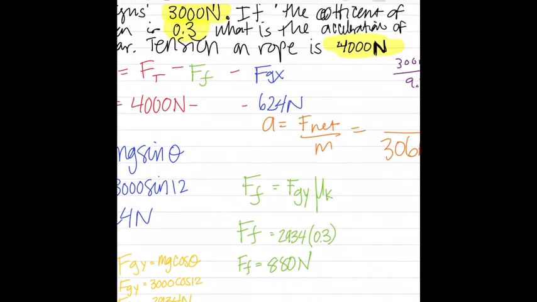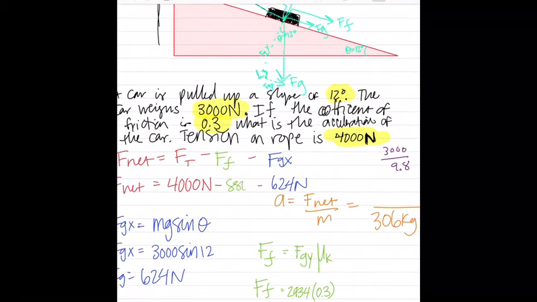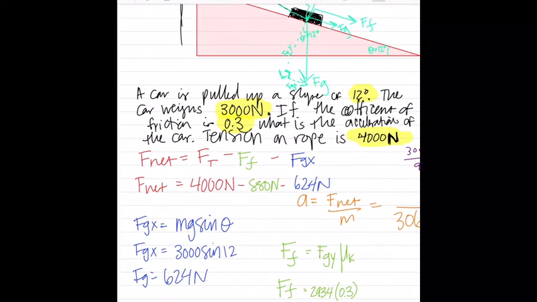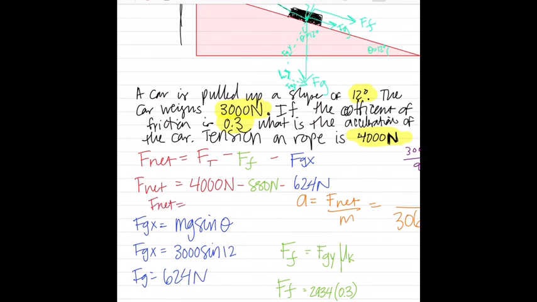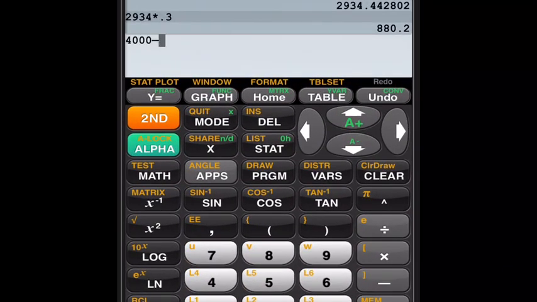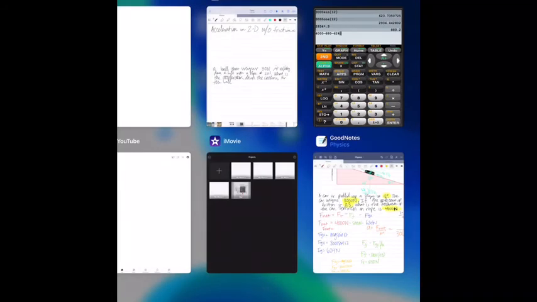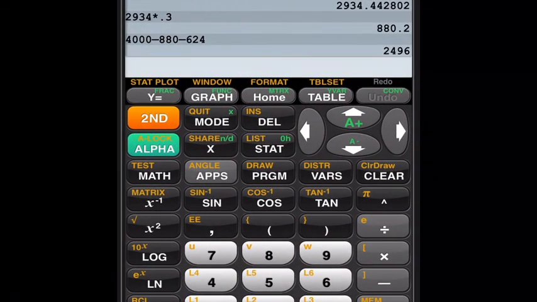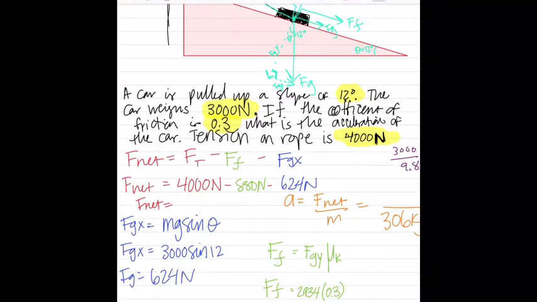Now, this is ready to go back in the equation for net force. That's 880 newtons. So all I do now to find net force is to subtract. So F net is equal to 4,000 minus 880 minus 324, I think is what it was, 324, yes. Hit enter, and 2496 is what we're left over with. That's in newtons. Okay, so we have found the net force.